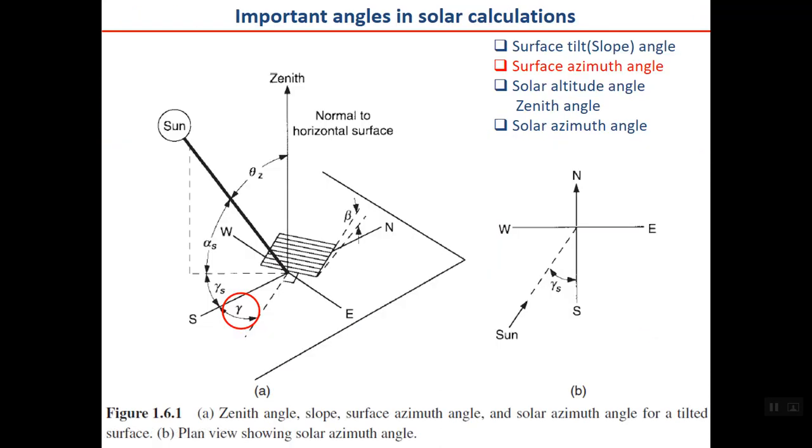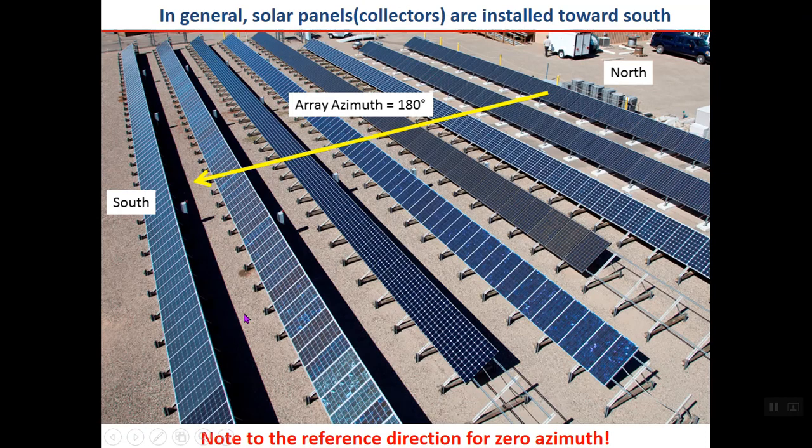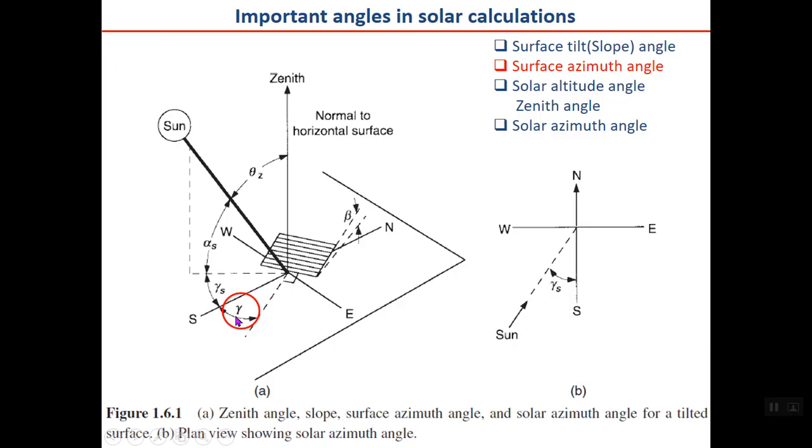The next important angle is the surface azimuth angle, and you can see this angle here. Surface azimuth angle is shown in this book by gamma, and you should differentiate between gamma and gamma with the subscript S, because gamma S is the solar azimuth angle. So whenever you see gamma, it is the surface azimuth angle, which shows the direction of the solar collector or solar module with respect to the south.